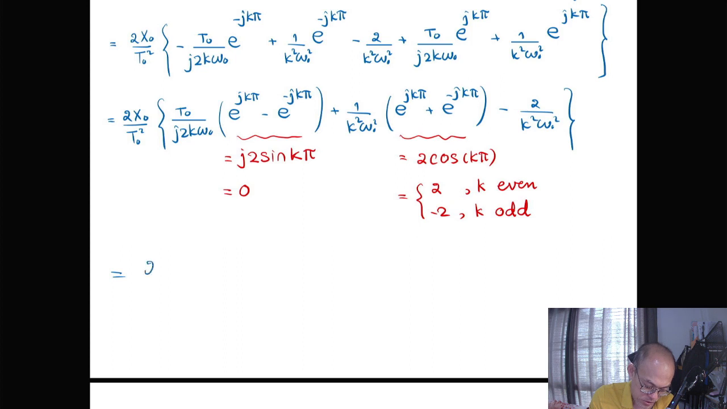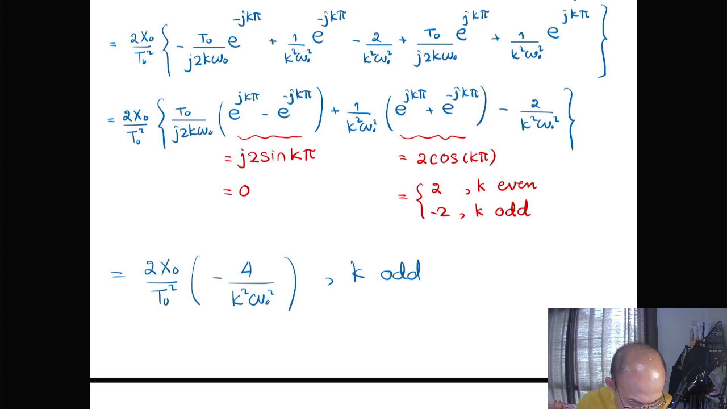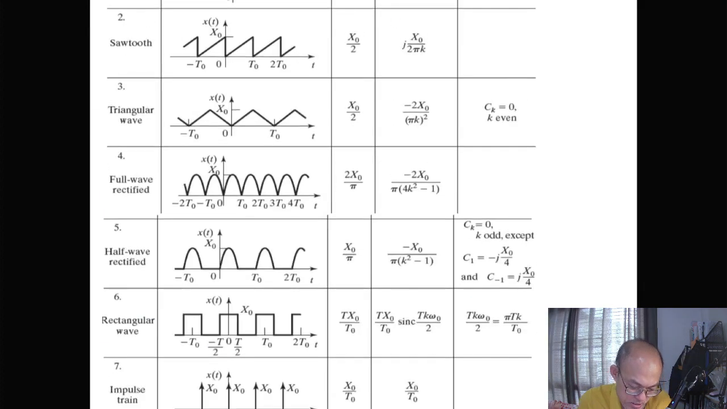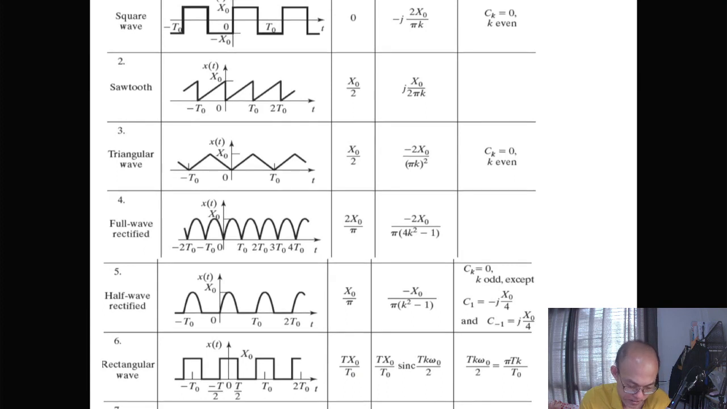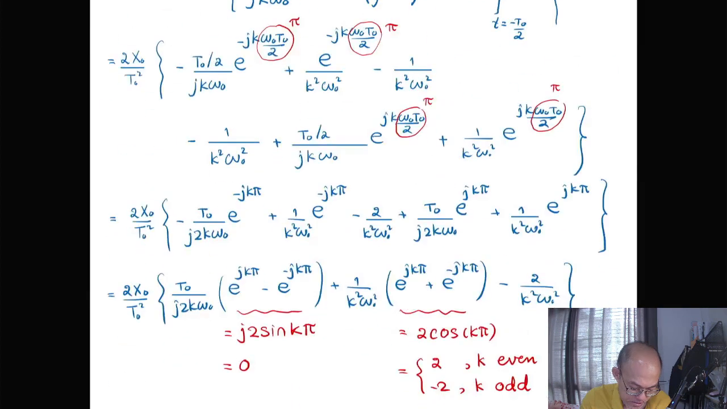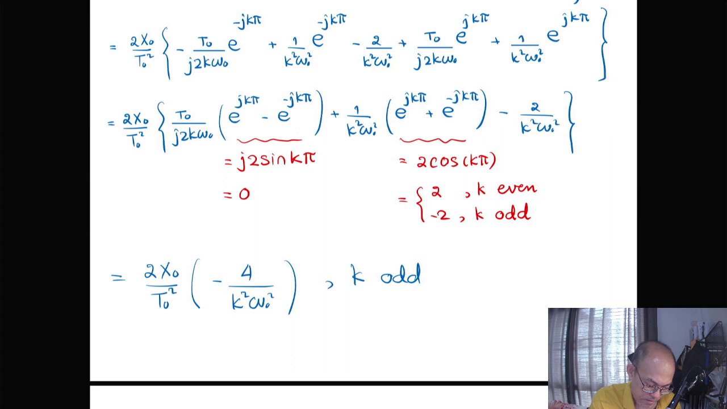So we have 2x0 over t0 squared minus 4 over k squared omega 0 squared when k is odd. Let me check the table for a second. Here. Okay. When k is even, ck is 0. So it seems to be correct. And then 0 when k is even.